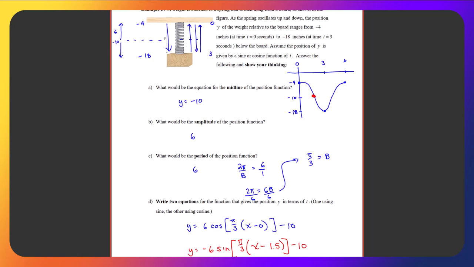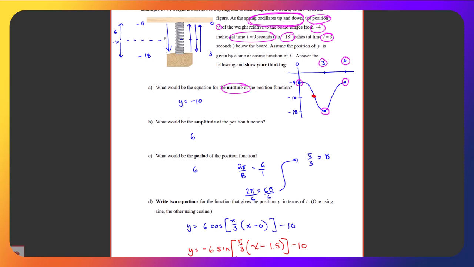Example 3, let's see if we can take the words and draw a picture. So the position y at time 0 is -4, and so that's right here. And then after 3 seconds, it is at -18, which is right there. So then I'm going to assume that after 3 more seconds, it's going to go back to where it started, because it says it oscillates up and down, up and down, up and down.